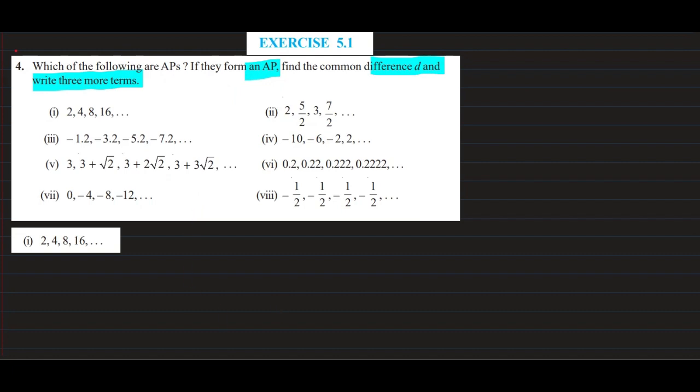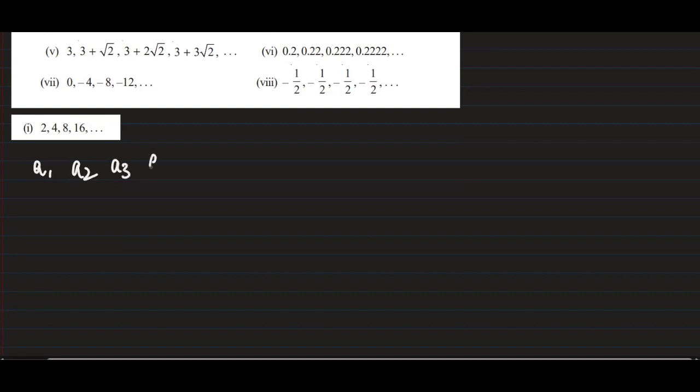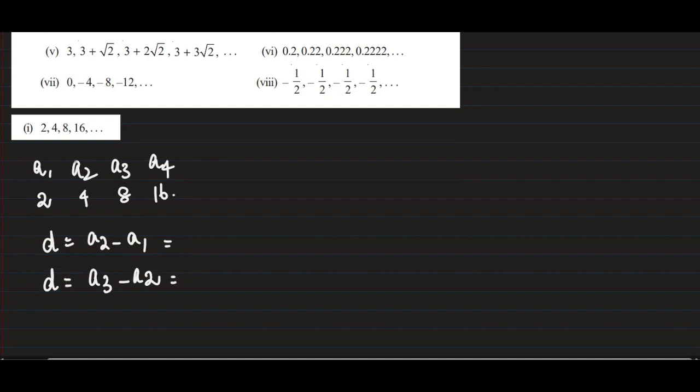First question is 2, 4, 8, 16 and so on. To qualify for an AP, the common difference, denoted by D, should be the same throughout the series. How do I find the common difference? Let's say this is A1, A2, A3, A4. So this is 2, 4, 8, and 16. D is always A2 minus A1, or D can be found as A3 minus A2.